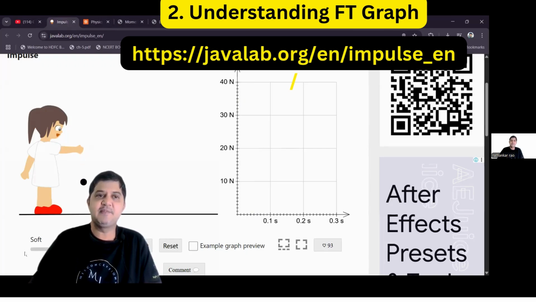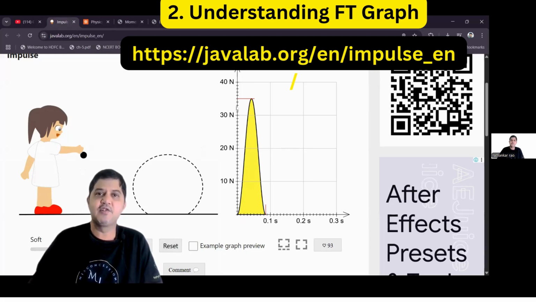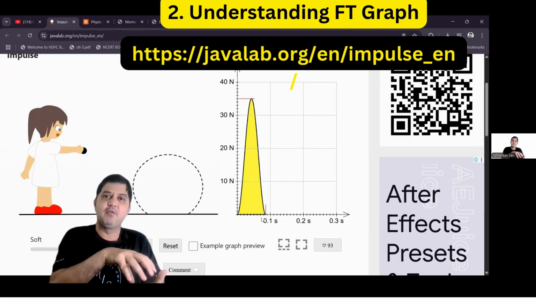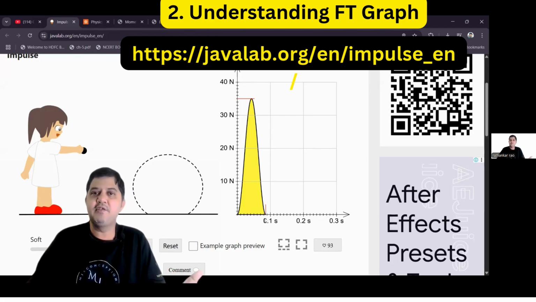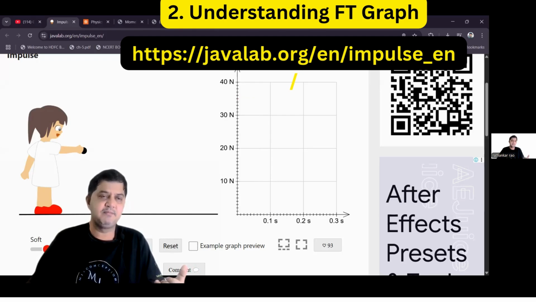there's an adjustment given here by means of a slider, which goes from soft to hard. When you say it's a hard surface, what can happen is the ball bounces back, and you see the force here is much larger, and the time interval in which the object is in contact with the floor is around 0.08 or 0.09 seconds, not even 0.1 second. Now I will reduce this to soft. Let me keep it over here. Let me start this.